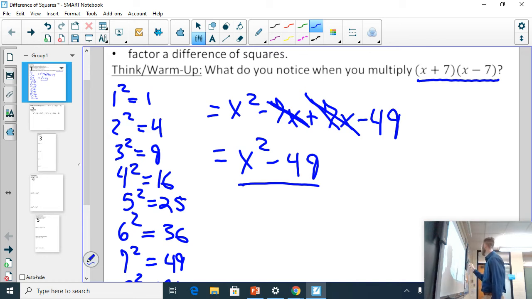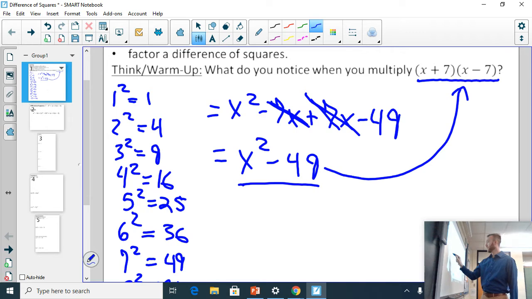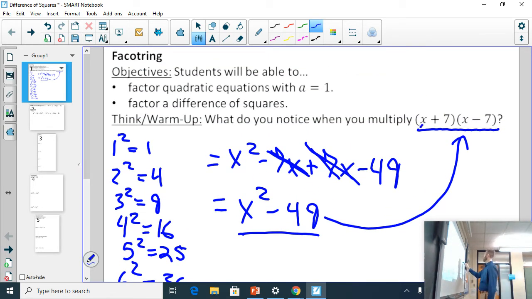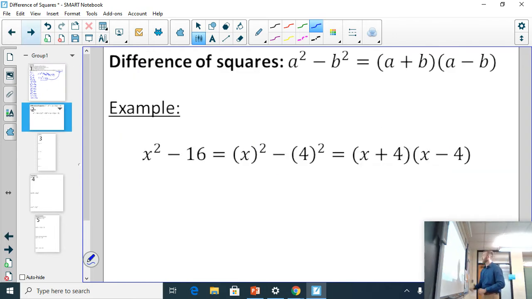And so if you see any of these on the right side, like 49 here, when we factor, we're going backwards, right, we'll end up with what's on the left side. So when we see 49, we should think, oh, that's 7 squared, so that'll be x plus 7, x minus 7. And that's our difference of squares, right? a squared minus b squared equals a plus b times a minus b.